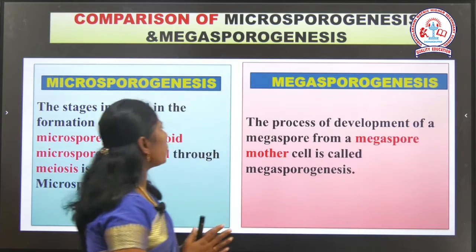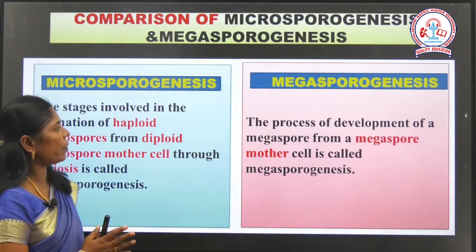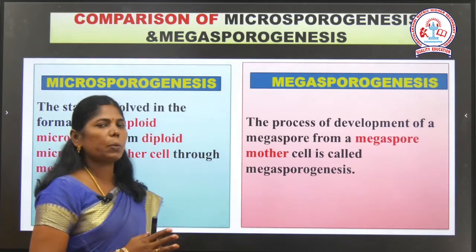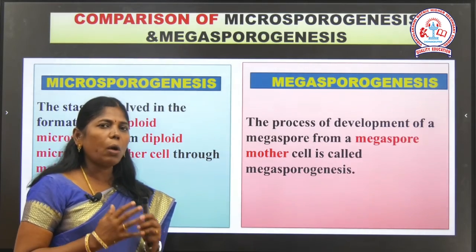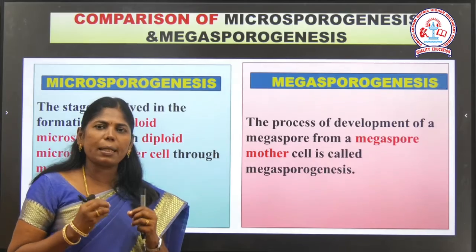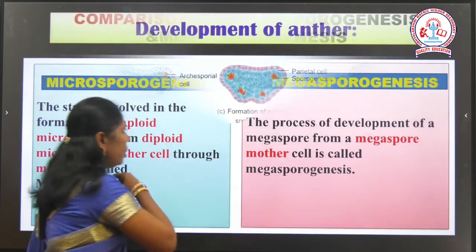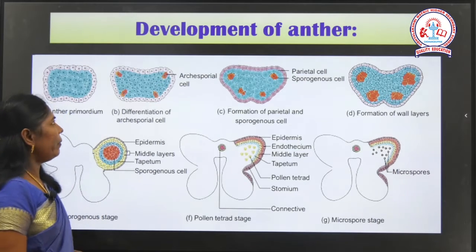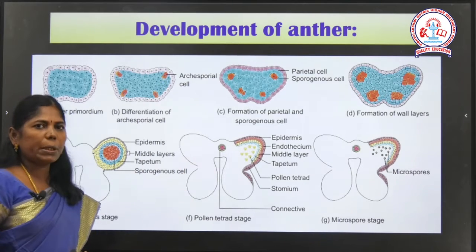So, what is megasporogenesis? The process of development of a megaspore from a megaspore mother cell is called megasporogenesis. Now we are going to see how the microspore is developed inside the anther, that is the development of the anther. We can see the different stages in the development of the anther.